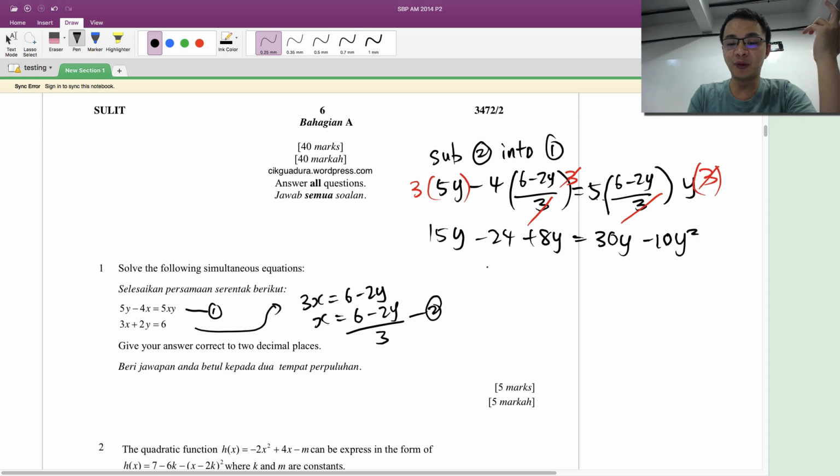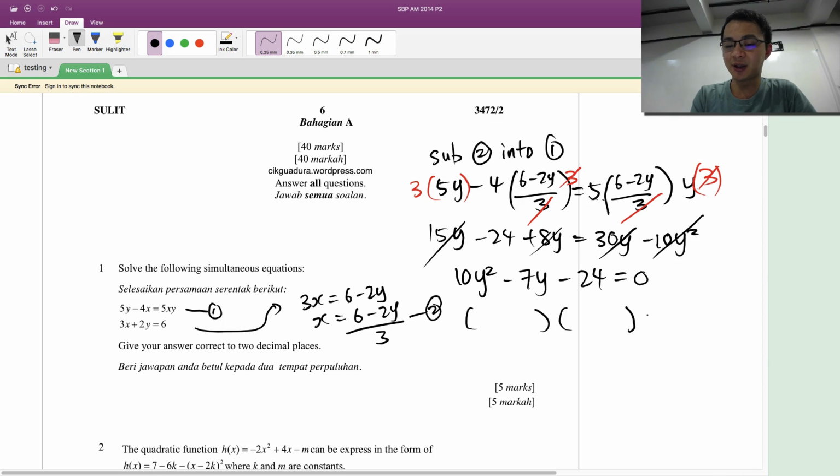Then I move everything to one side. I will get positive 10y squared. This is 15y plus 8y, 23y. 23y minus 30y will be minus 7y. Minus 24 equals 0. And then we just factorize as usual. This one I guess I will use a calculator, I just do not want to waste time on it. So 10, negative 7, negative 24.